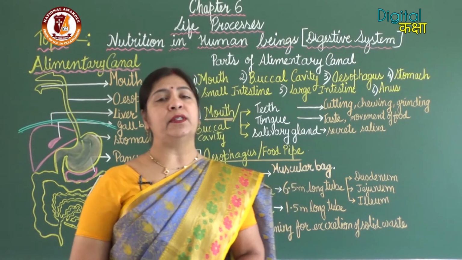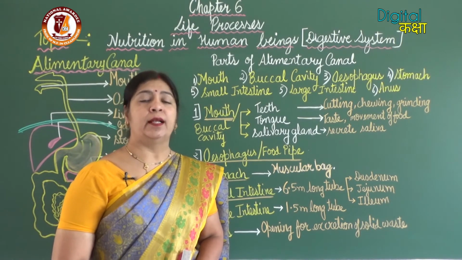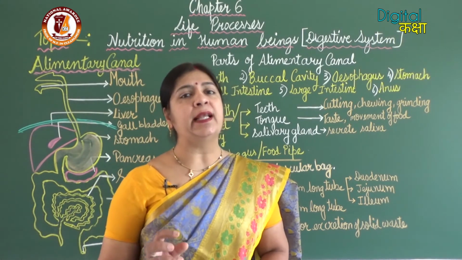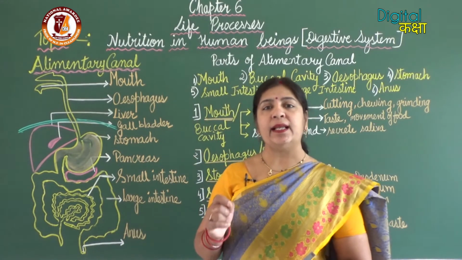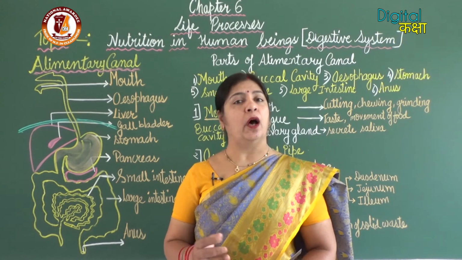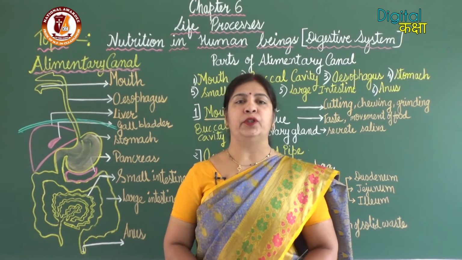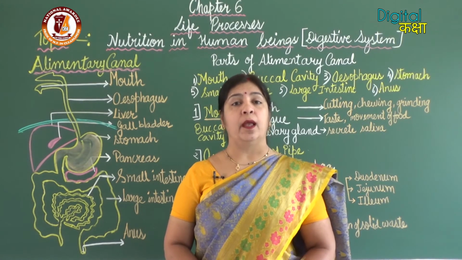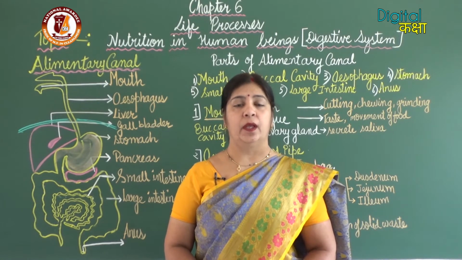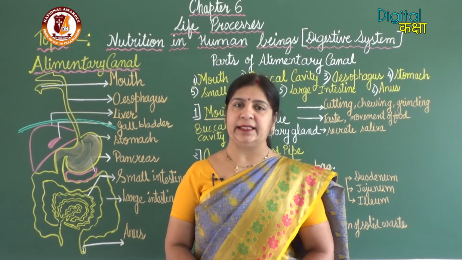The function of the small intestine is again to help in the process of digestion. The inner walls of the small intestine contain finger-like projections. These finger-like projections are called villi. The function of the villi is to increase the surface area for absorption of the digested food, because the process of digestion gets completed in the small intestine. So, villi provide a large surface area for absorption of the digested food.